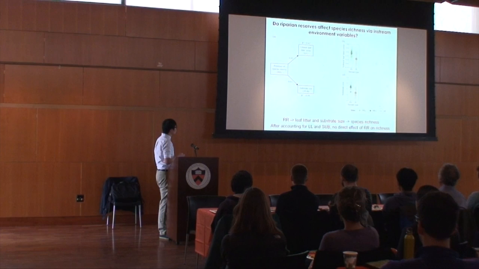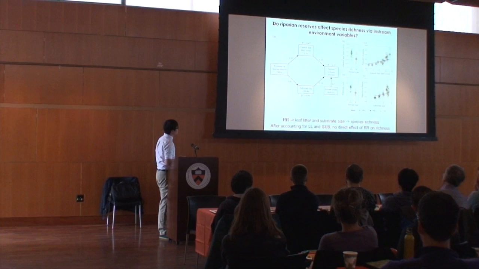And next, the amount of littoral leaf litter cover then increases species richness. You can see from here, leaf litter cover goes up, species richness goes up, substrate size goes up, species richness goes up as well. And this is after controlling for stream size. So all the R squares are rather high. Our sample sizes are low, but the R squares are high. So I think this relationship is real.